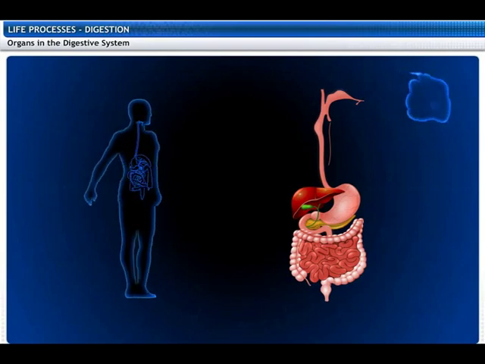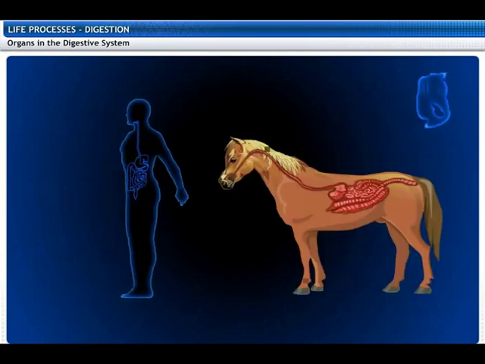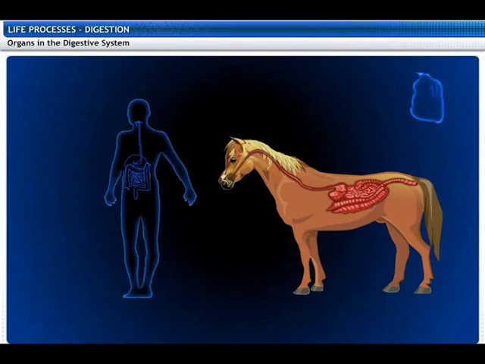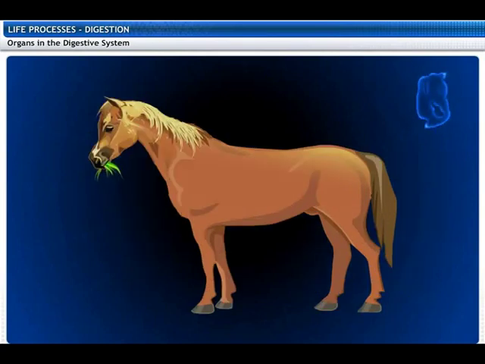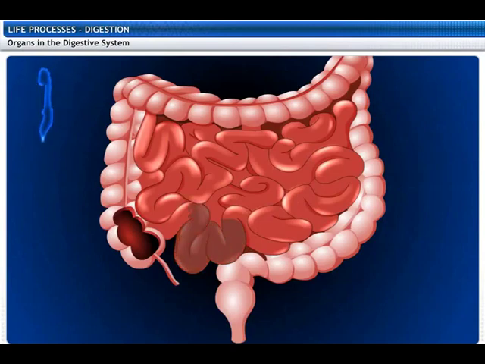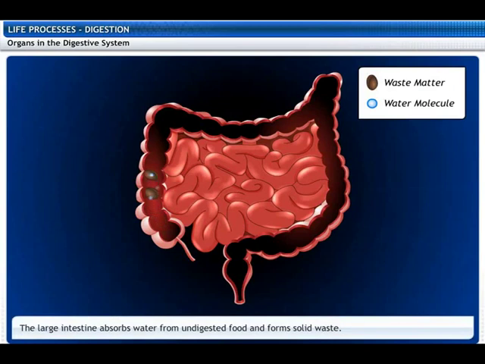The length of the small intestine is much shorter in carnivores as compared to herbivores. This is because herbivores eat a plant-based, fibrous diet which takes longer to digest as compared to a meat-based diet. The undigested food and water then move into the large intestine. The inner lining of the colon has villi that absorb any water from solid waste.